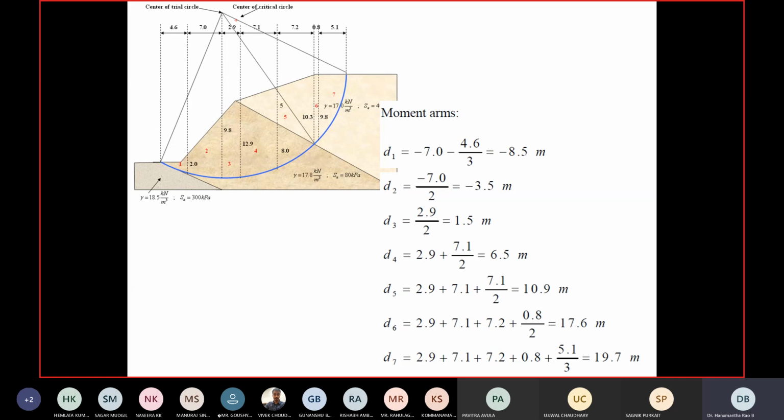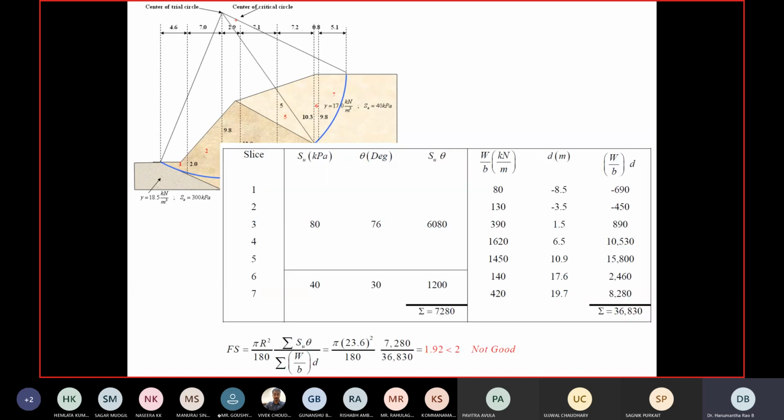Okay, so did you all note down the moment arms, the lever arm distances? So now try to calculate the resisting moment. So these are the slice numbers and the corresponding shear strength values and theta value. Can you please go to the previous slide?